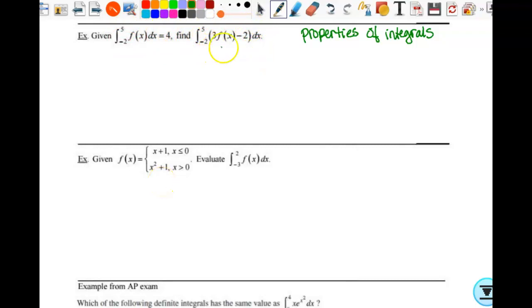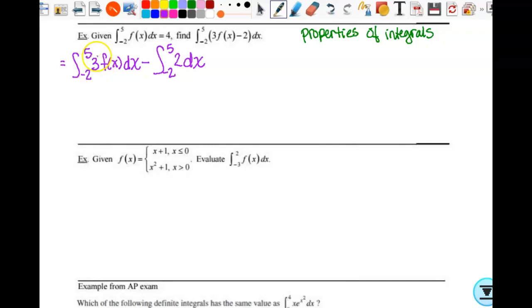Okay, so I can split this up by subtraction. That's a rule that's one of the things we're allowed to do. So I could say the integral from -2 to 5 of 3f of x dx minus the integral from -2 to 5 of 2 dx. Do you agree that that is the same thing as what we had written? Well, it's not literally the exact same thing, but it means the same thing, right? I just split it into 2.